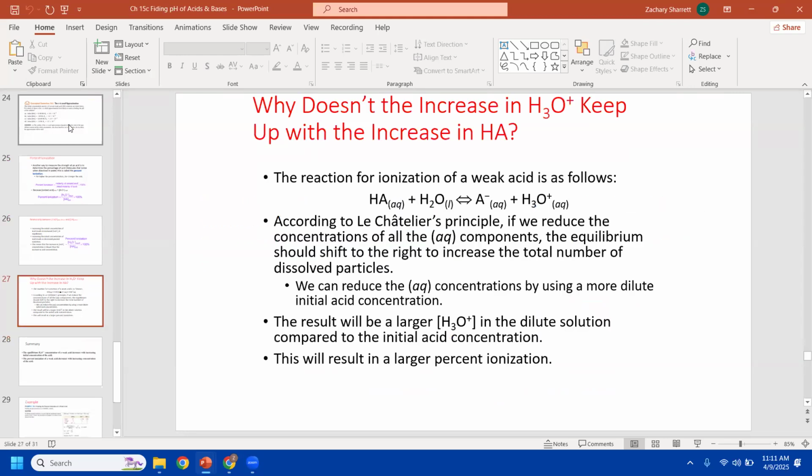So in general, some things about dissociation. According to Le Chatelier's principle, if we reduce the concentration of all aqueous components, the equilibrium should shift to the right to increase the total number of dissolved particles, since there's more on the right. So what we're going to see is the percent ionization for any acid is not constant for a weak acid. You might think that if it has this Ka, the percent ionization will always be the same ratio. It is not the case. Depending on if it's more or less concentrated, it's going to change it a little bit. So the result will be a larger H3O+ in dilute solution compared to the initial concentration.